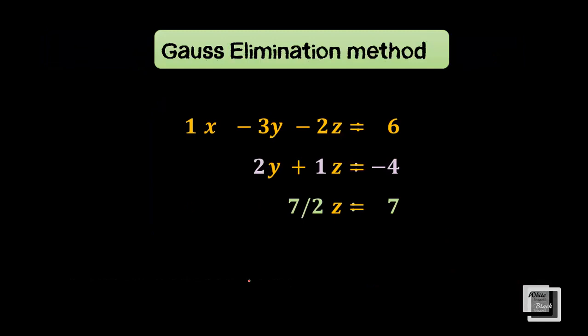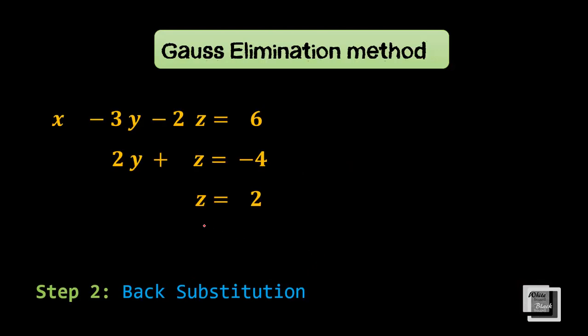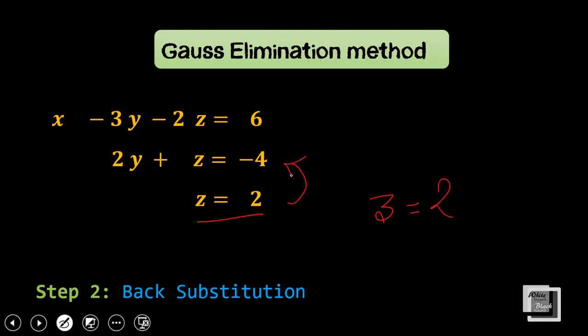In back substitution we will find the value of z, which comes out to be 2. So we have z equal to 2. Now put this value of z equal to 2 in the previous equation. You will get 2y plus 2 equals to minus 4.